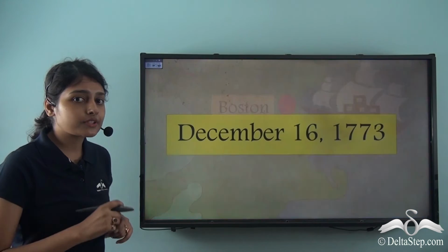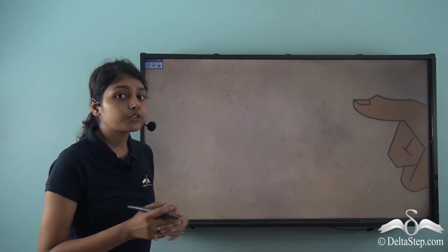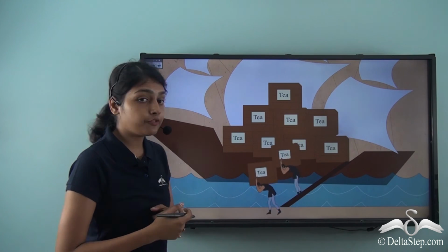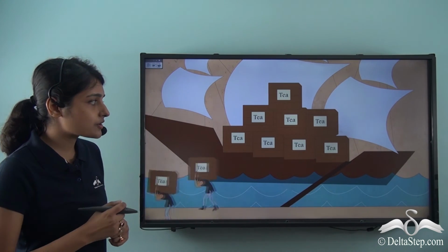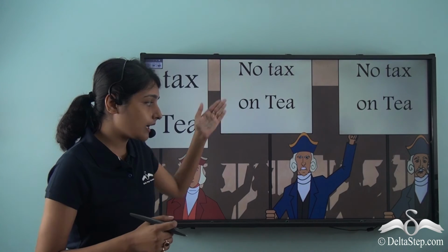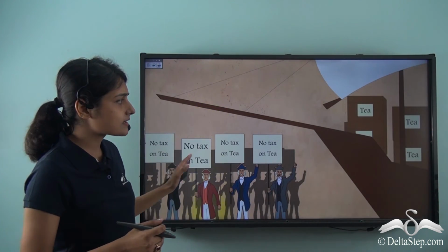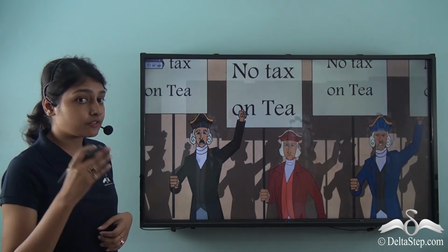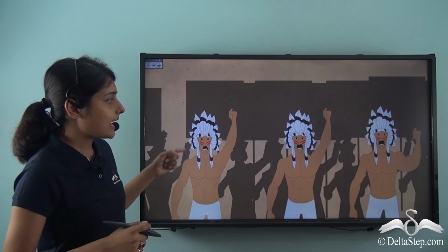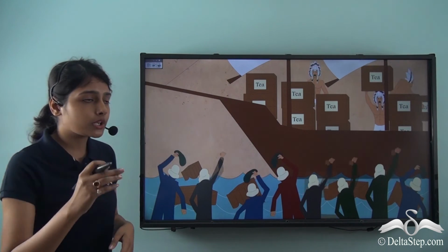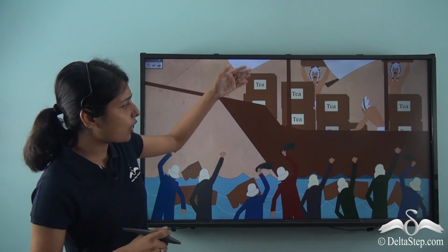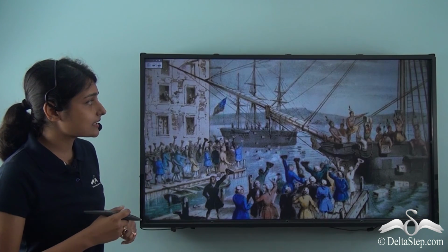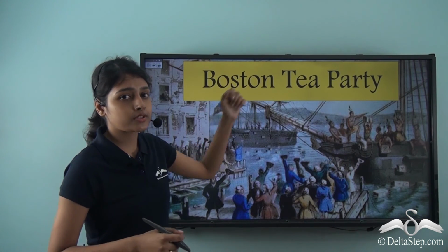On the 16th of December 1773, 3 ships carrying lots and lots of tea had reached the city of Boston. The governor of Boston ordered that the ship be unloaded there. The colonists were rebelling, but the governor did not listen to them. It is then that a few colonists disguised as American Indians boarded the ship and started throwing all the tea in the sea. This act of defiance later came to be known as the Boston Tea Party.